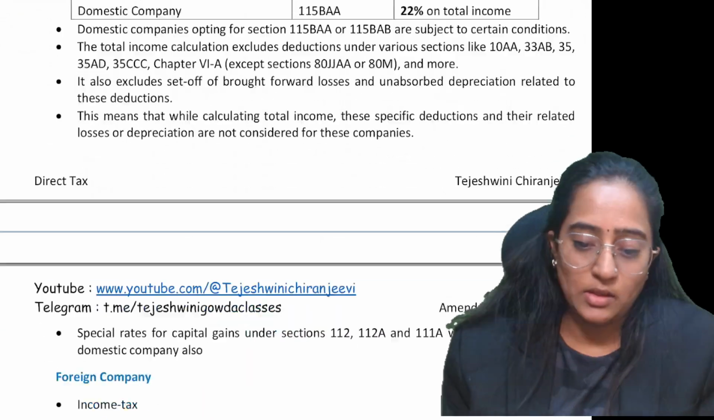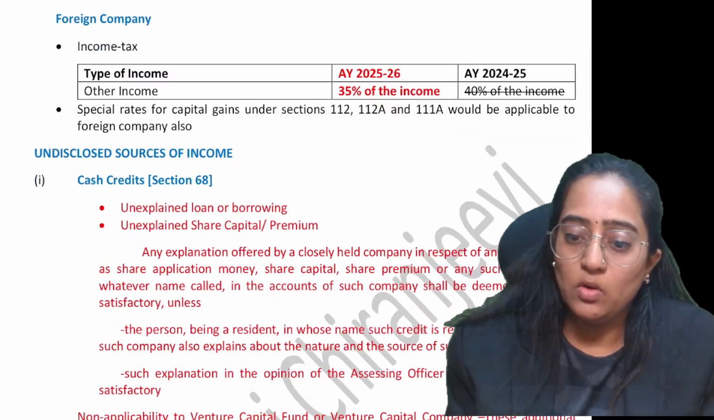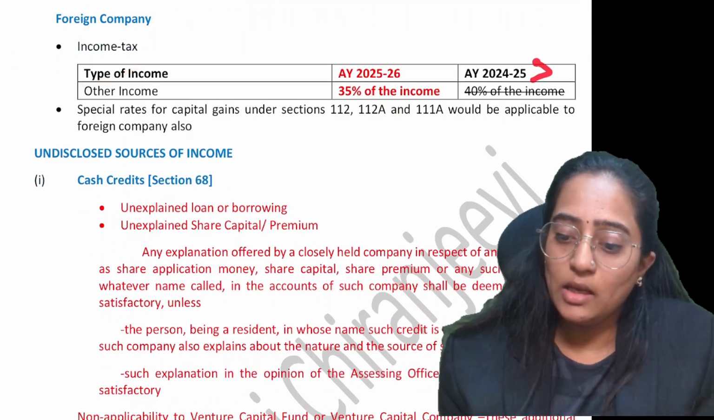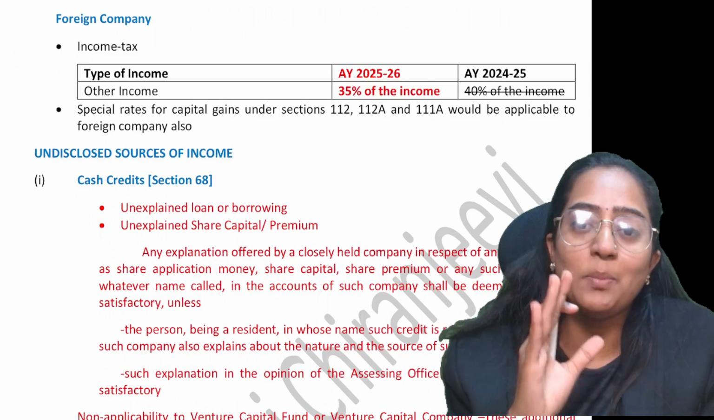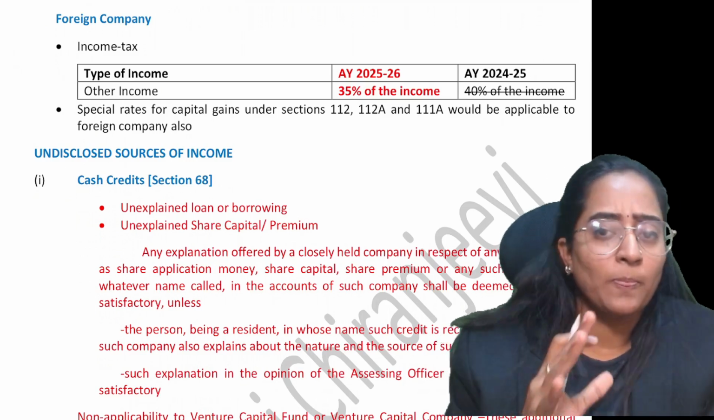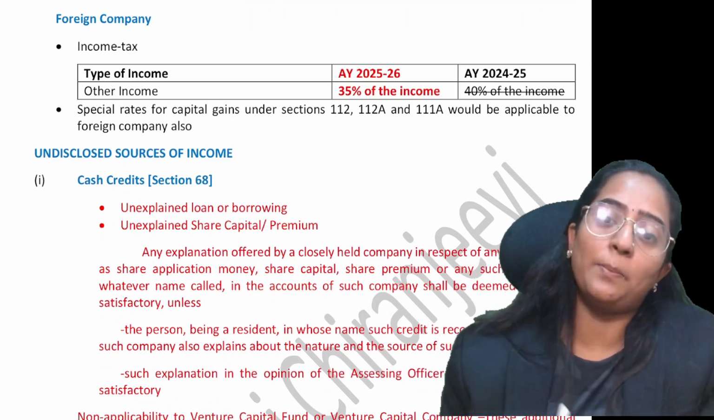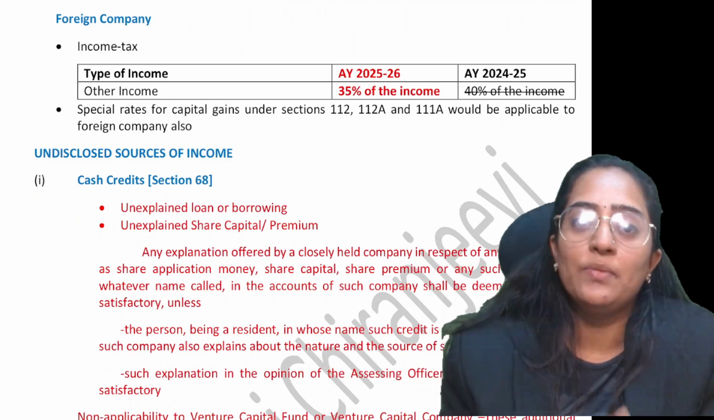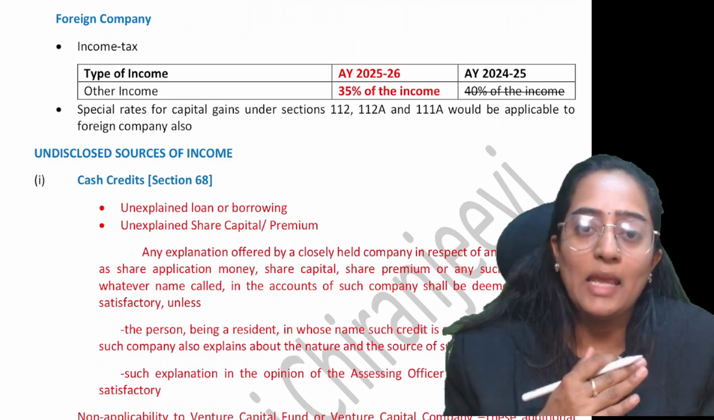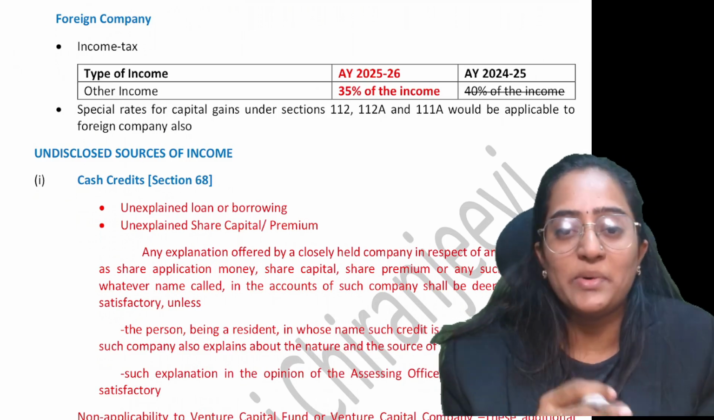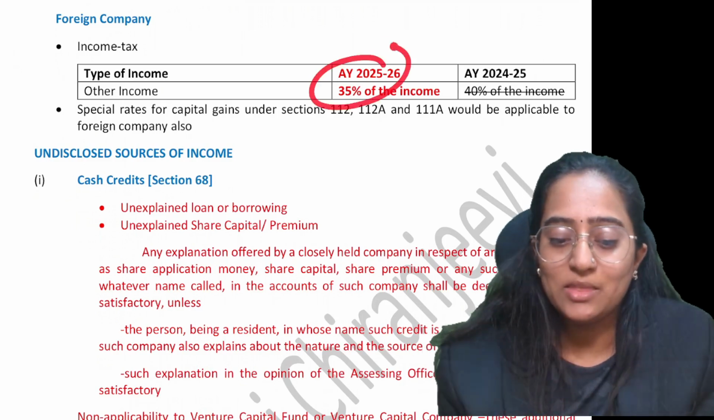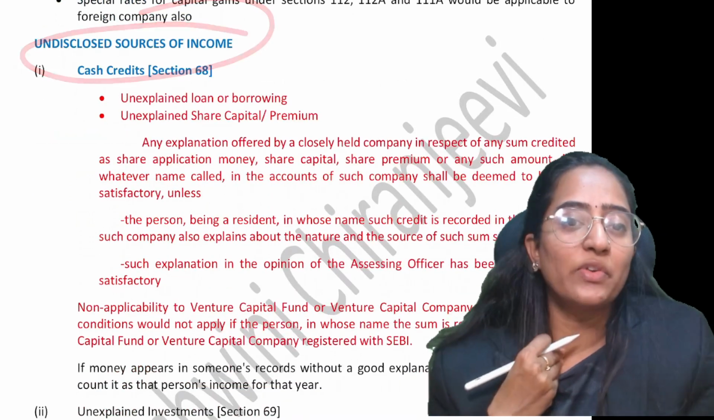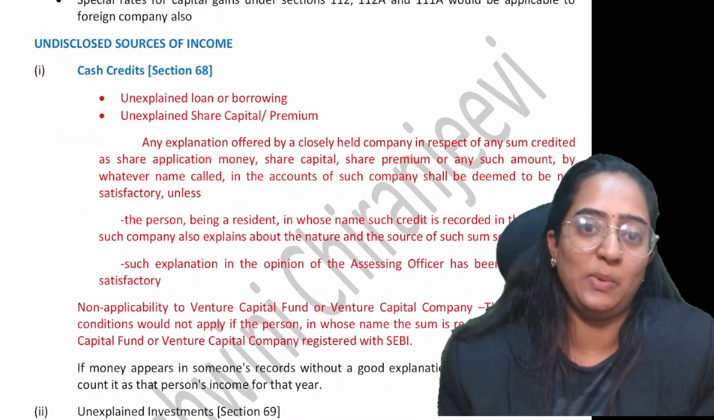Clear? Done. Great. So for a foreign company, earlier in AY 24-25, the tax rate applicable was 40% of your income, but now they have decreased it to 35% of your income. Basically, in AY 25-26, for a foreign company, the tax liability applicable would be 35%. Clear?